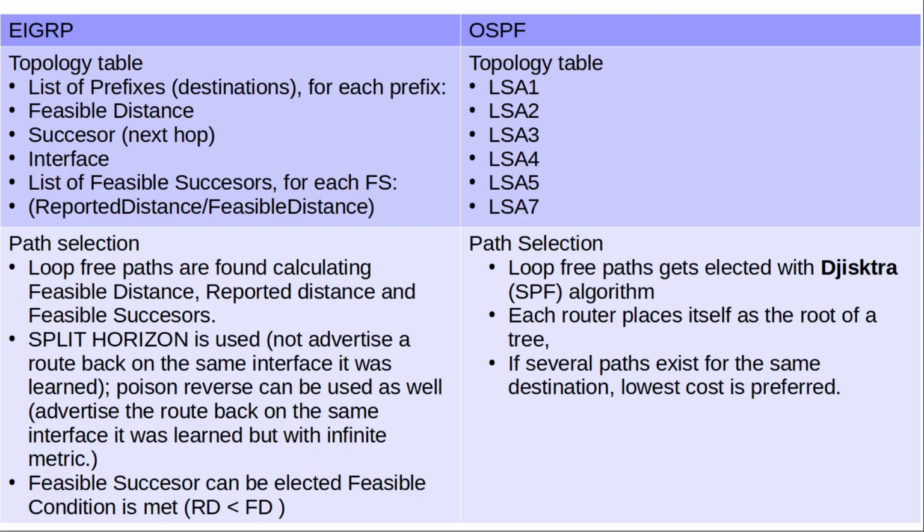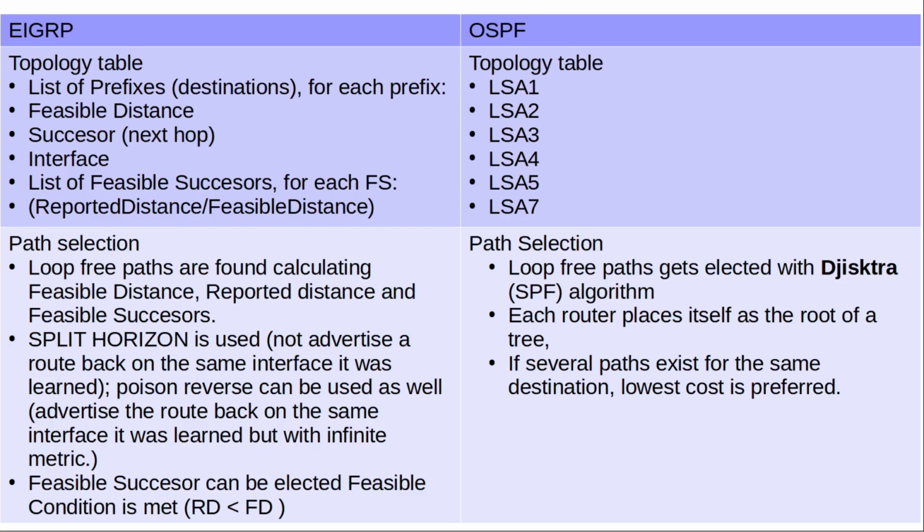Whereas in OSPF, what you will see in the topology table is all your LSAs. You can have LSAs 1, 2 through 7. LSA 1 are created by any router. LSA 2 are created by any DR router. LSA 3 are created by ABR routers, and so on.